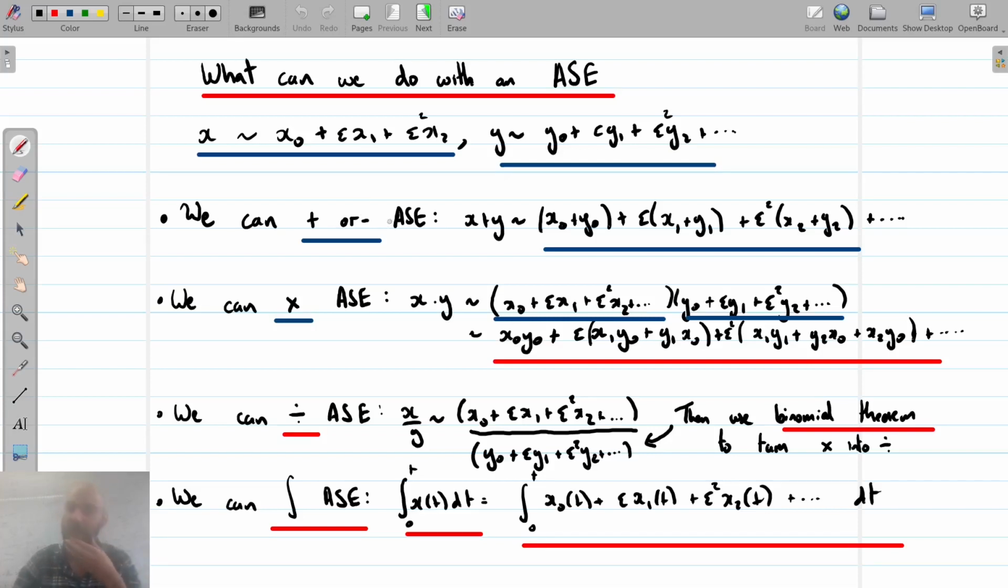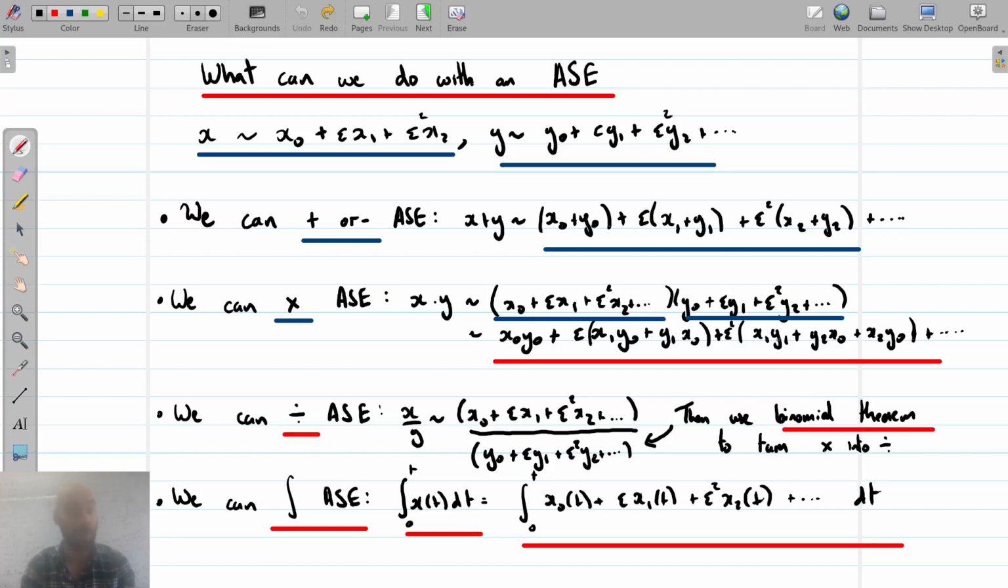Okay, so the question is, beyond that, what else could we do? We can get asymptotic series expansions and we can also multiply them. So not just add and subtract, we can multiply them. If I want to work out an approximation for x times y, I can just get my approximation for x, which is this expression, and my approximation for y, which is this expression. Then if we multiply the brackets how we normally do, we end up with this. So don't worry about multiplying asymptotic series expansions together. That's also fine.